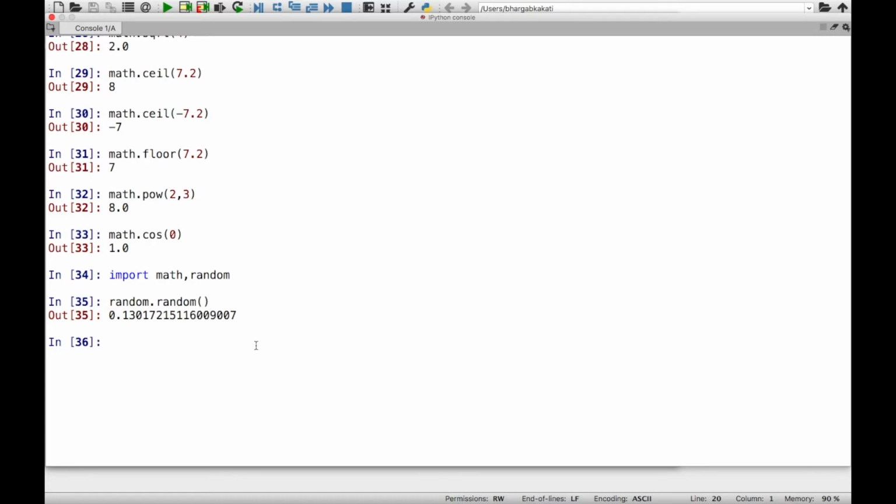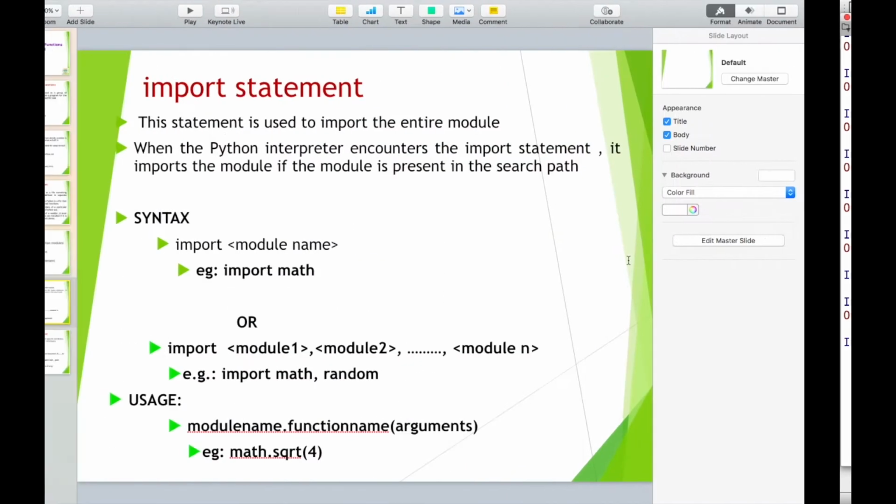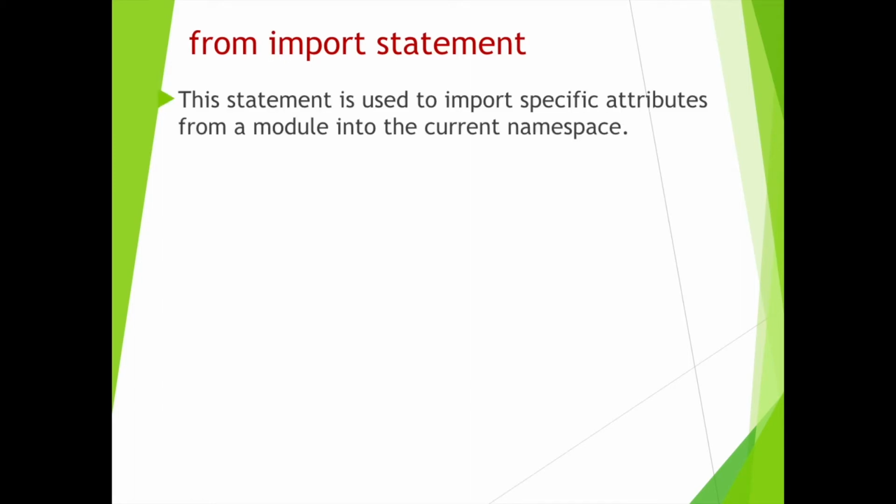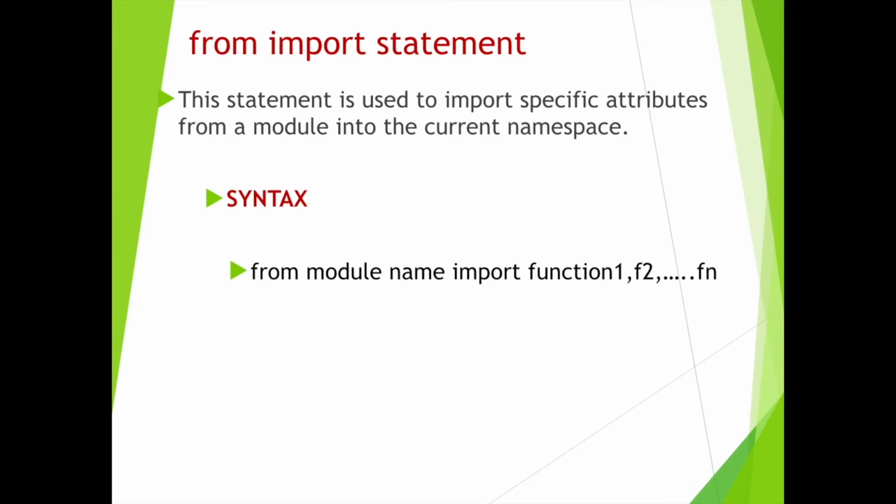Okay, so this is one way of importing the module. Now let's say you do not want all the functions of a particular module. So in that case, you will have to use the second type of import statement, which is the from import statement. So this statement is used to import specific attributes from a module into the current namespace. So let's say you'll be using only sqrt from the math module. So in that case, you need not consume your memory by calling all the functions of a module. So you can just choose to call only sqrt. So in that case, the syntax will be from module name import the function name.